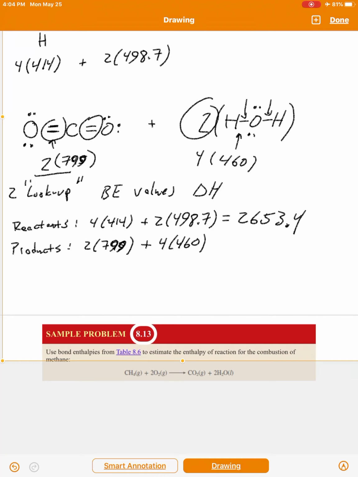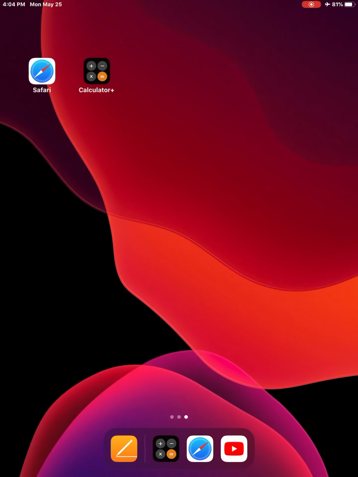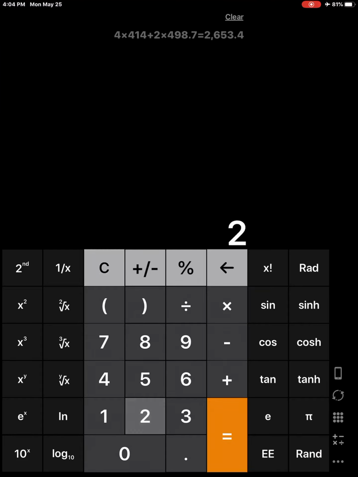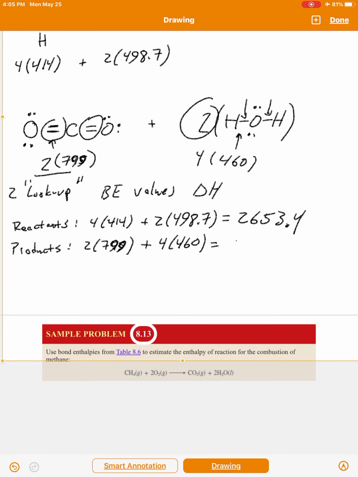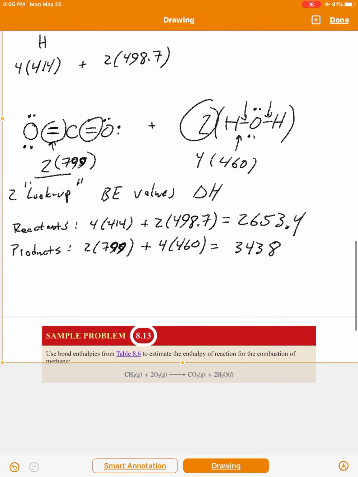Okay, so now we can calculate the products. So 2 times 799 plus 4 times 460. And you get 3438. Okay. Now we've done reactants and products. Now I'm going to show you the last calculation.